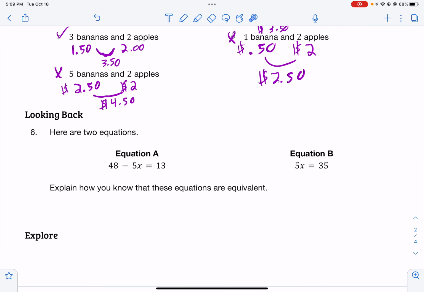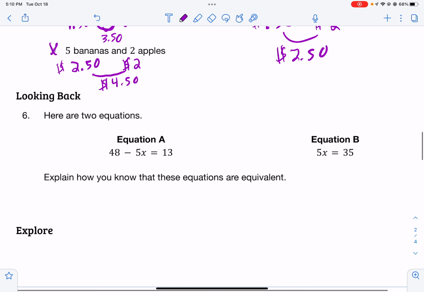Okay, so here we have a question about equivalent equations. Remember, we say 2 equations are equivalent if we can show they have the same solution, or make them equal to each other. So one quick way we could show this is show that they both have x equals 7 as a solution. In case you couldn't see that x equals 7, you could solve this and show that x equals 7.